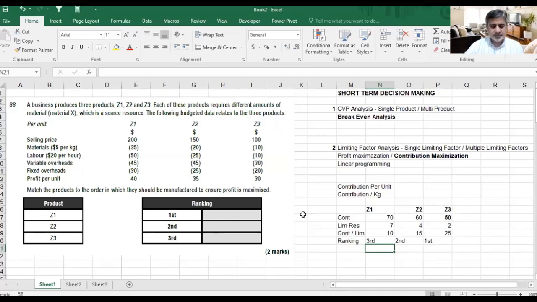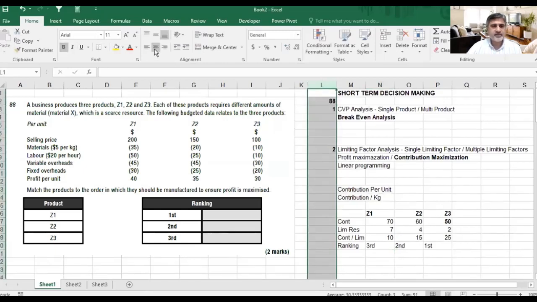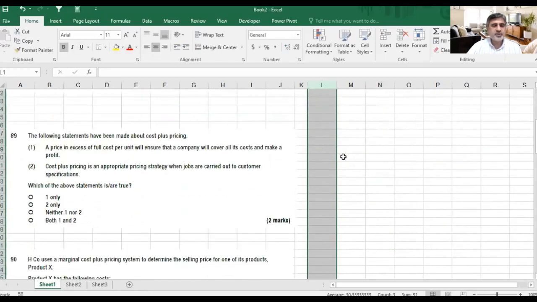It was a very short basic question, but a question which actually is a fundamental example of a limiting factor question with a single limiting factor. Very basic question, but an important one, because it will build up your further knowledge. This is question number 88. I can write it down here, okay? So now let's move further. We go to question number 89.